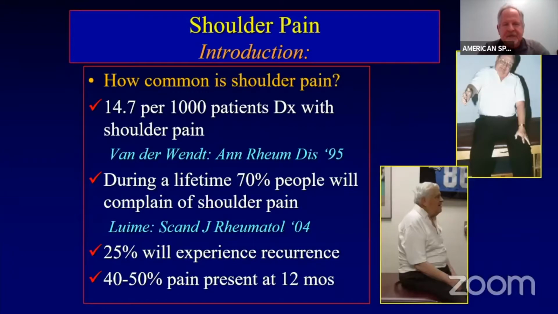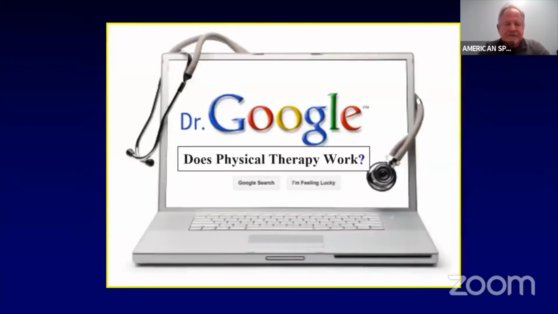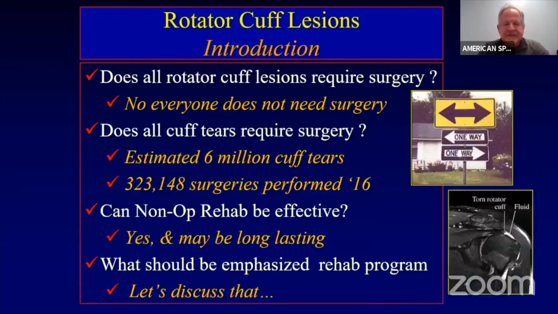About 15 out of 1,000 patients or individuals will have the diagnosis of shoulder pain. About 70% will have shoulder pain in a lifetime, and about 25% will experience recurrence. Some of that shoulder pain can last for 12 months. Do all these individuals need surgery? Does rehabilitation work? Well, obviously, if we go to Dr. Google, we can get some answers. But basically, there are people that are walking around with rotator cuff tears that are doing reasonably well. The question is, for how long?